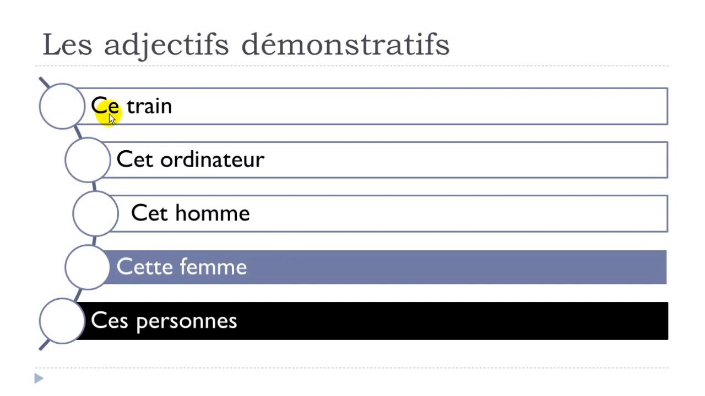Okay, so let's see a few examples now. The first one, so I did take this train. Train is train, okay, so it's masculine. So it starts with T, so no problem. You will put this ce train, okay. It would be translated like this train, ce train.